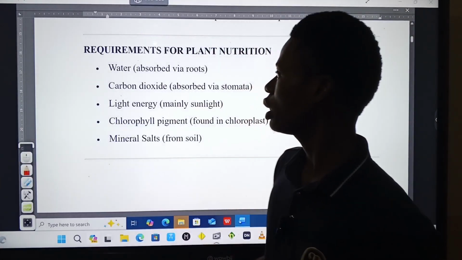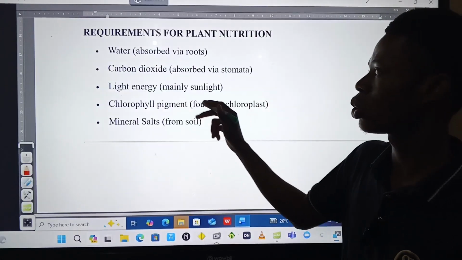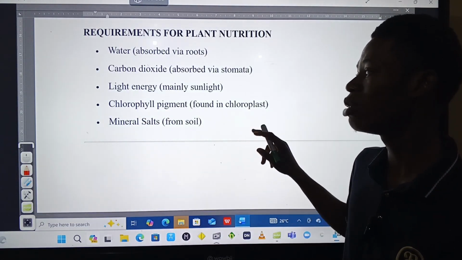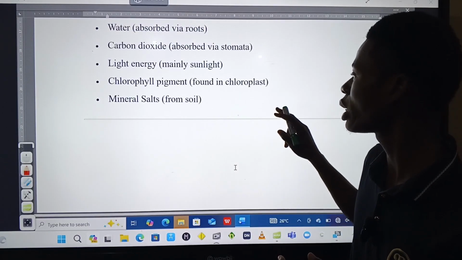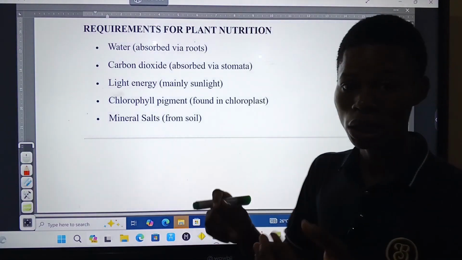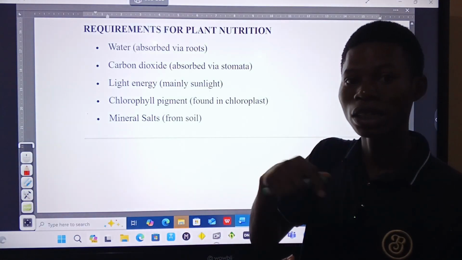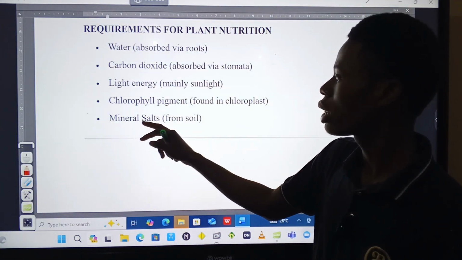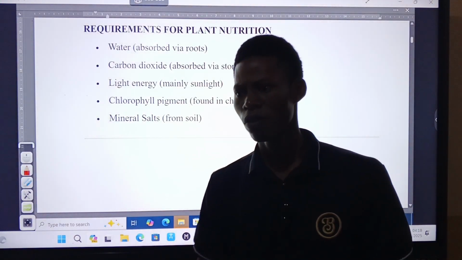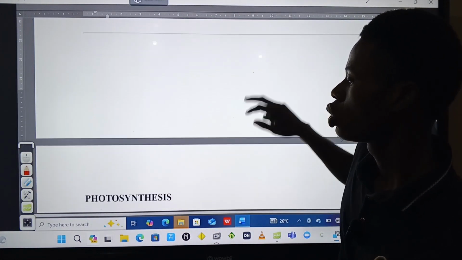All right. Now, another requirement for photosynthesis, for plant nutrition, is light, and the light source is mainly sunlight. Then chlorophyll is also a requirement, and chlorophyll is that green pigment in plants, and the chlorophyll is located inside the chloroplast of a plant. So anytime you see that green thing, that thing that makes plants green, it is called chlorophyll. Now, another thing that plants need is mineral salts, minerals like nitrogen and the rest from the soil. So these are the requirements for plant nutrition to take place.